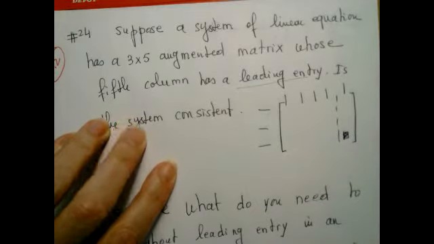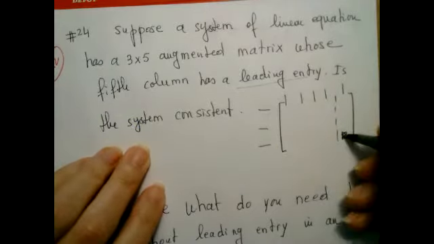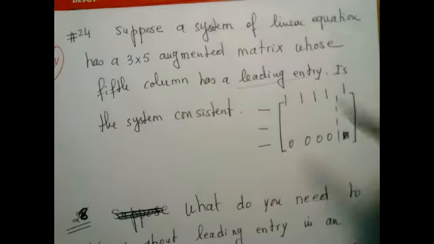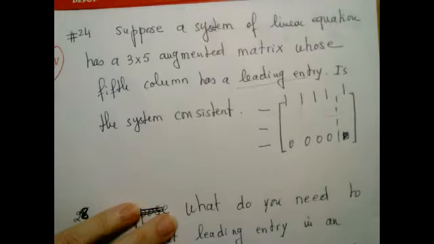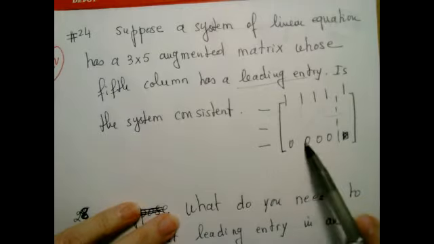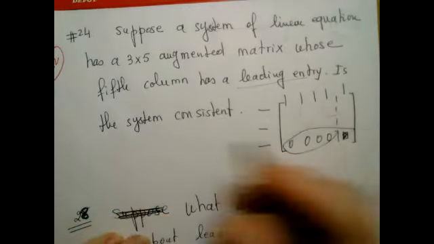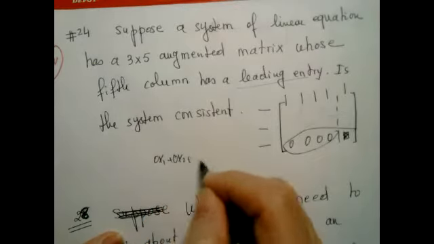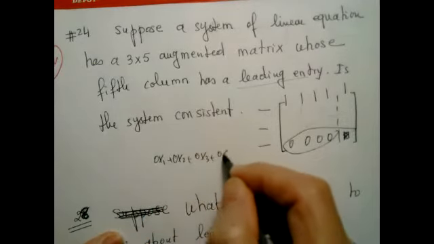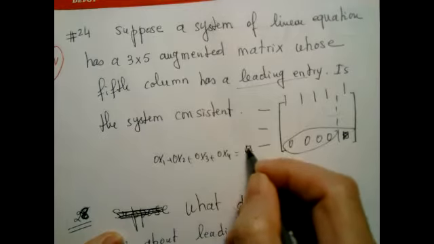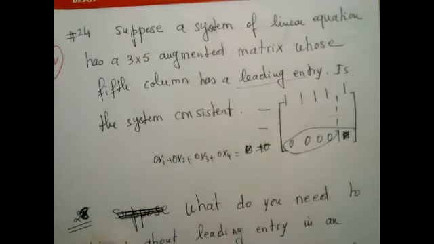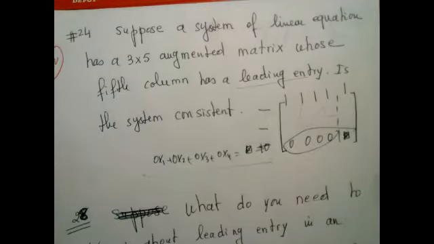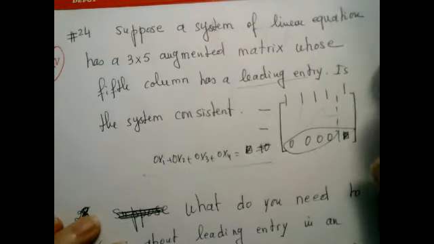That's the picture. Is the system consistent? Absolutely not. If there is a leading entry there, it means we have a bunch of zeros. I don't care about anything else; I'm done here because that's the reason. So the last row will read 0x1 + 0x2 + 0x3 + 0x4 = a non-zero number. It means if you try to solve the original system, I end up with something that doesn't make sense. It means there is nothing that will solve the system.